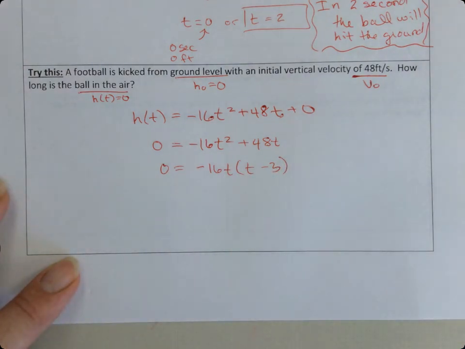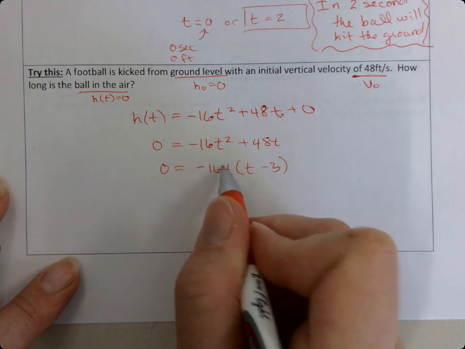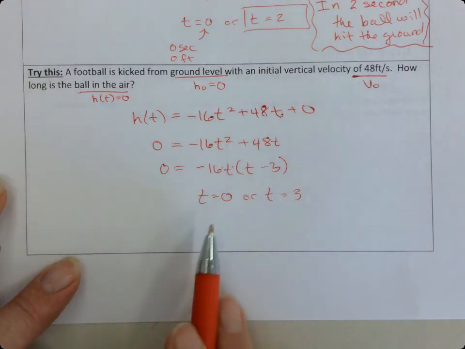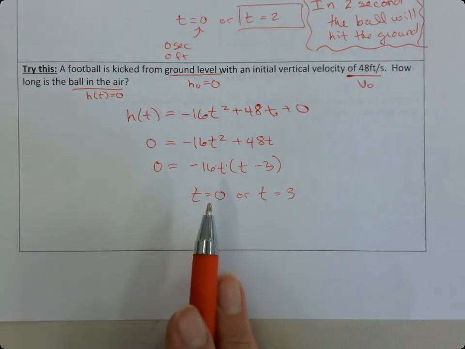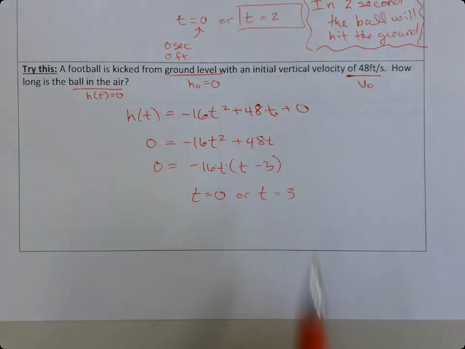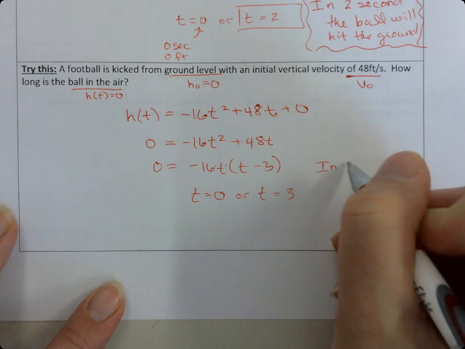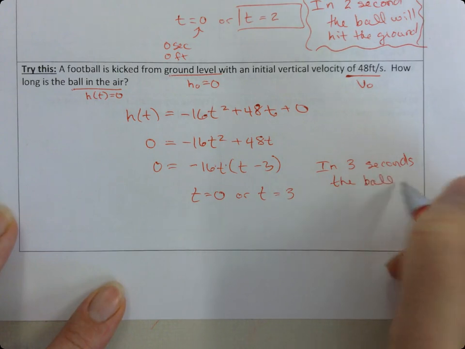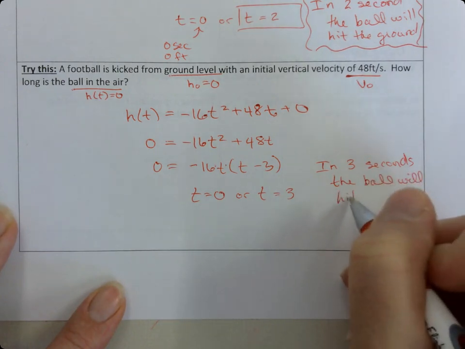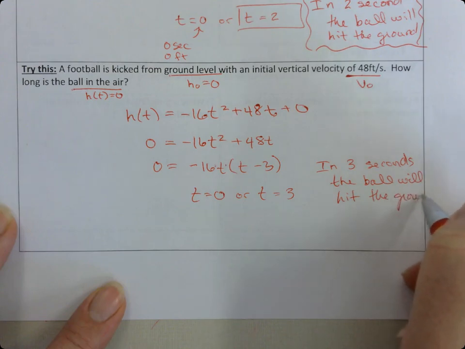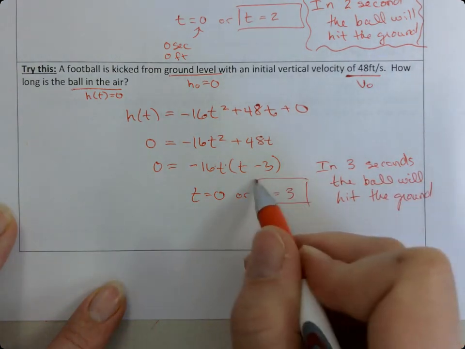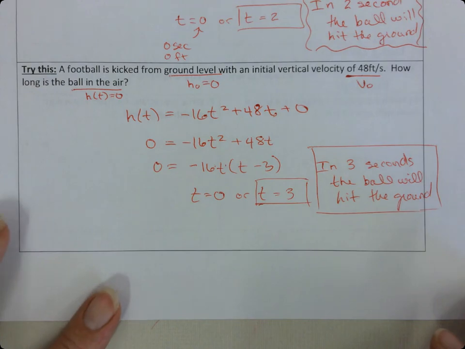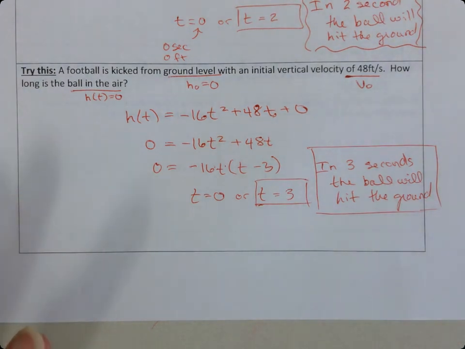Anybody agree? Okay, so negative 16 will always be there, but t could be 0 or t could be 3. So this is the time of 0 seconds. Well, we haven't kicked the ball yet. And then the ball is going to be in the air for 3 seconds. So in 3 seconds, the ball will hit the ground. So it is understanding what our variables are and what to use. I don't expect you to memorize this formula, but I think once you see it a couple times, it's easy to work with. Okay, good with that idea.